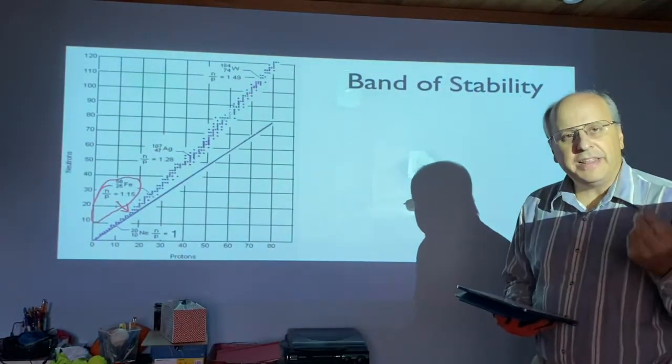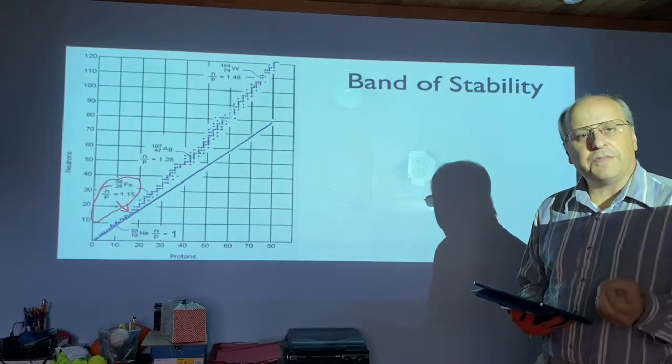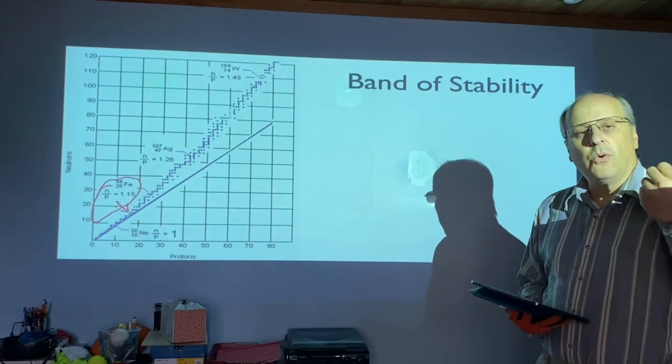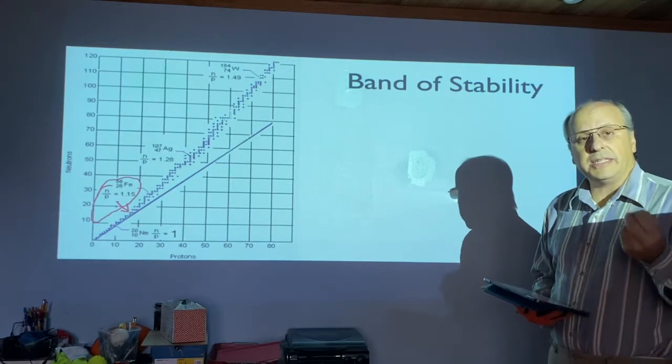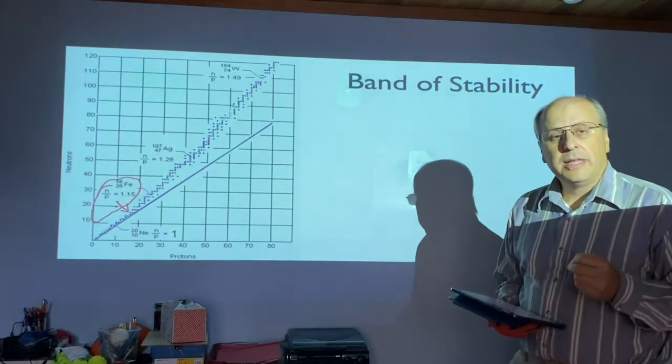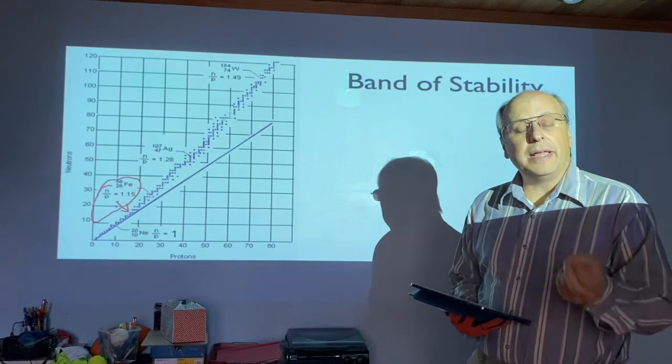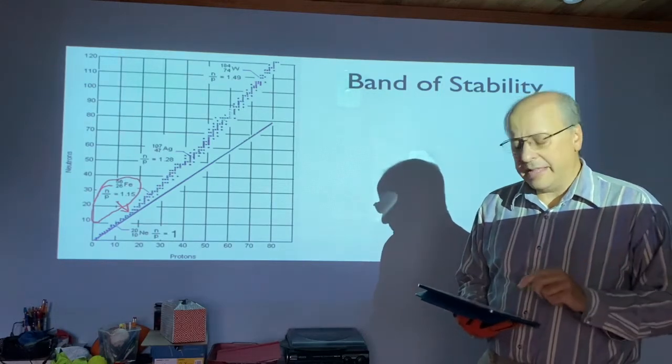So it's driving these decays, whether it was alpha decay or beta decay, with the desire to become a stable isotope. Stable meaning it has more binding energy per nucleon than its neighbors.